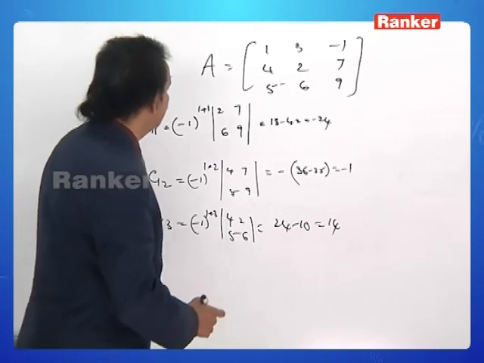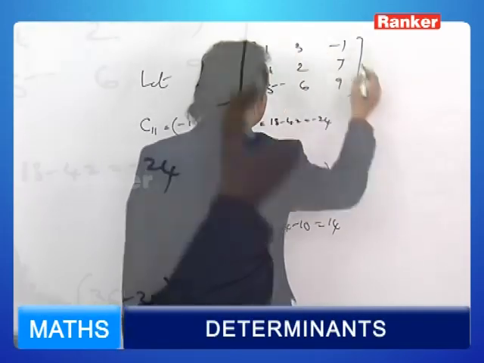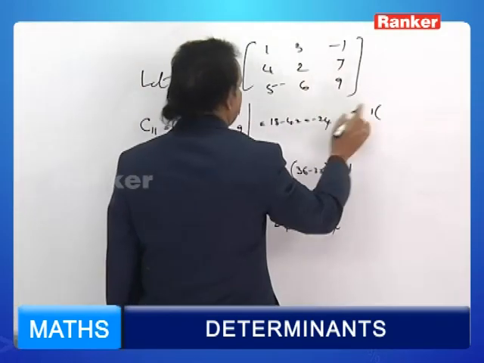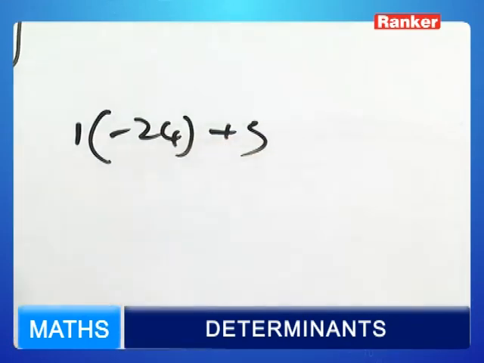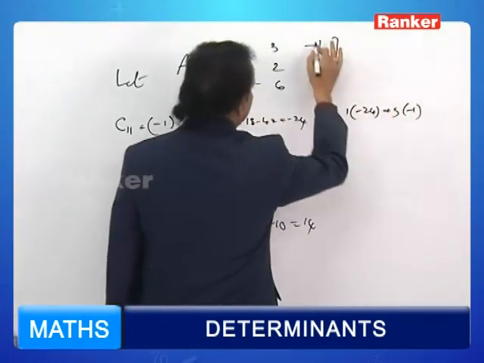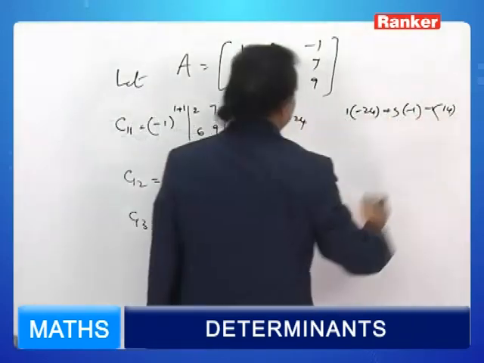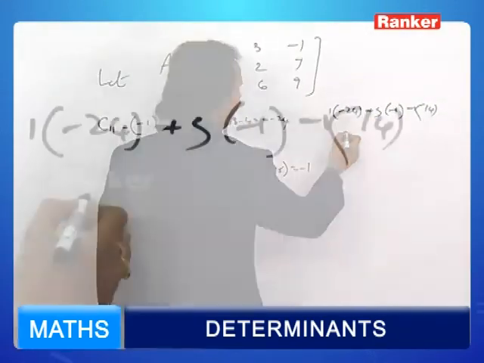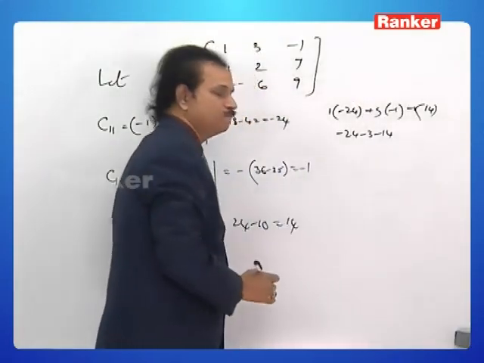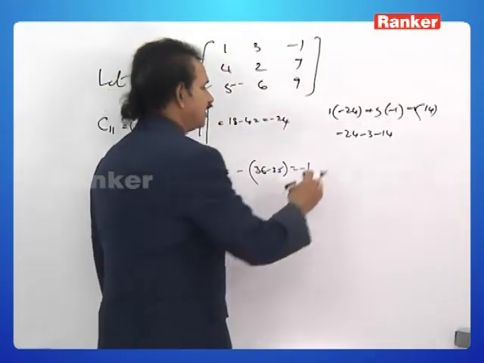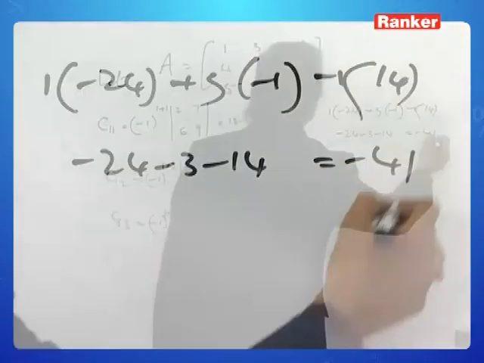Now, look at this. You multiply the first element by its cofactor: minus 24. The next element by its cofactor: minus 1. The next element by its cofactor: 14. Altogether how much? Minus 24 minus 3 minus 14. Isn't it? Minus 24 minus 14 is minus 38, minus 3 is minus 41.